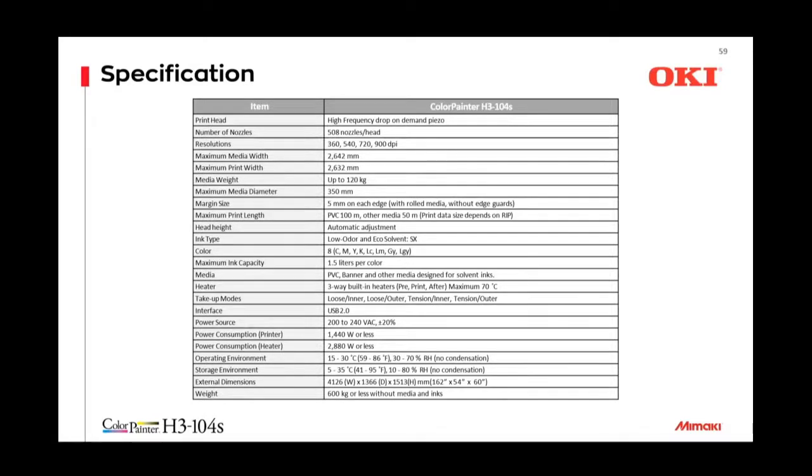So there are generally just some extra automatic features on the 2.6 meter wide that we don't have on the M-64s. But as we mentioned, both have USB 2 connectivity and both run the same ink, which is SS ink, which is a really nice feature.